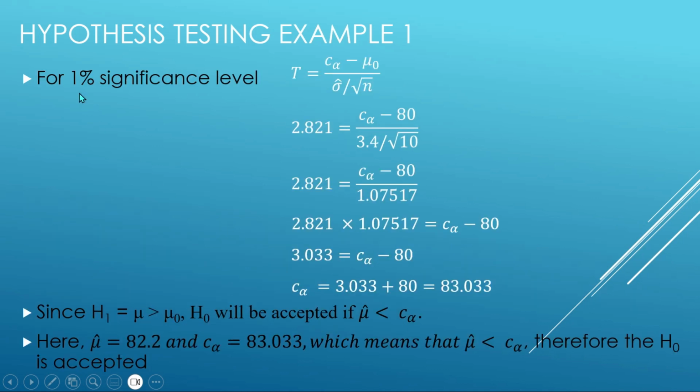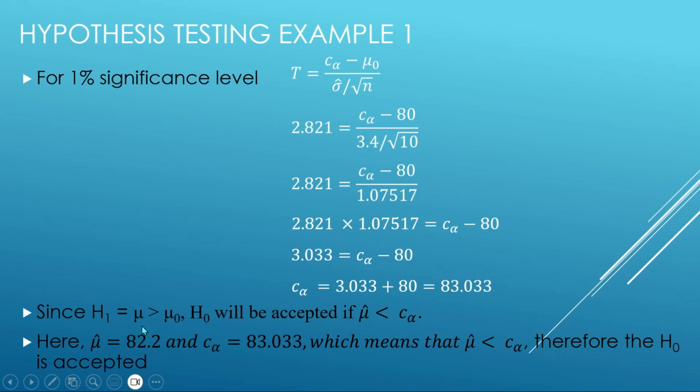For 1% significance level, t we have got from the table as 2.821. C alpha we have to calculate: minus 80 divided by 3.4. This is the sigma value which we have already calculated, and we know that we have got total 10 samples, so n is equal to 10. Then we have to do simple arithmetic. We get the final answer as 83.033.